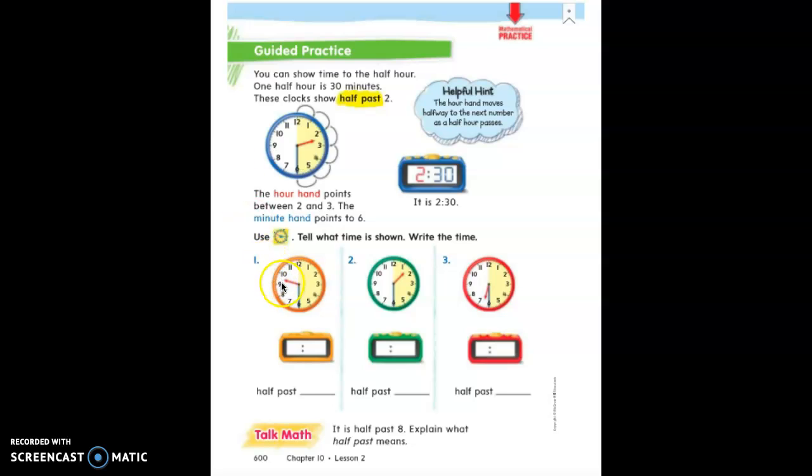Okay, let's go to number 1. In number 1, we see that half of the time has already passed and it's 9:30 or half past 9. In number 2, what time is it? 1:30 or half past 1. Number 3, 6:30 or half past 6. Very good. Write the time.